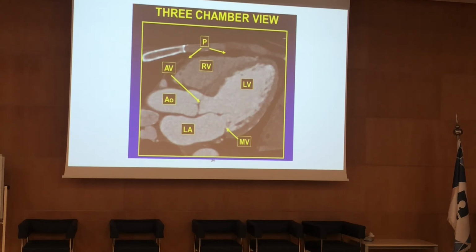This is the 3-chamber view. The 3-chamber view shows the left ventricle and the LVOT, along with the aorta. This is the aortic valve here. This is the left ventricular outflow tract, this is the anterior mitral leaflet, and this is the posterior mitral leaflet. This is the left atrium, and this is the right ventricle here at the ventricular septum.